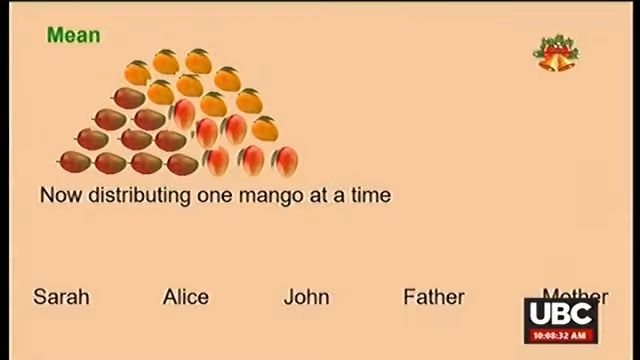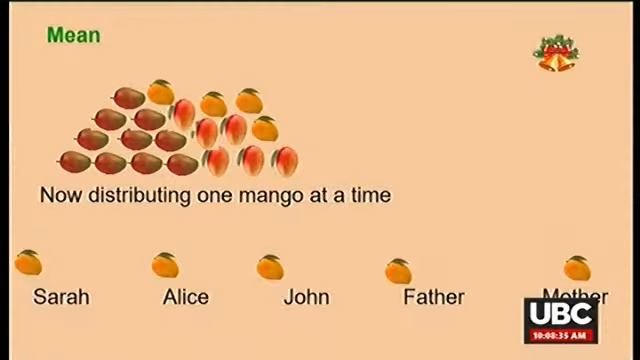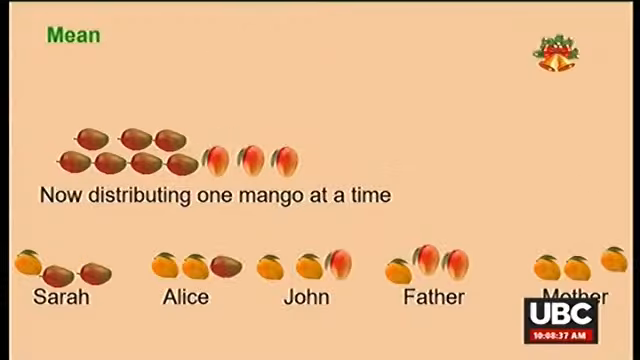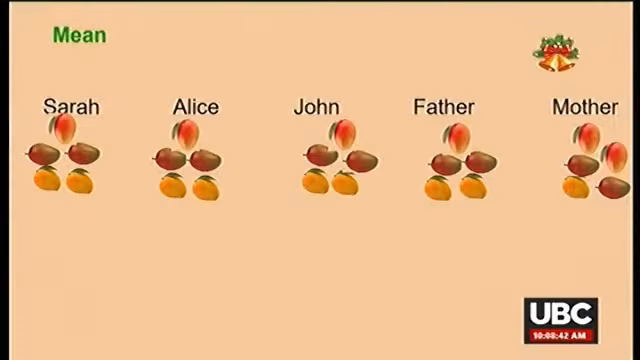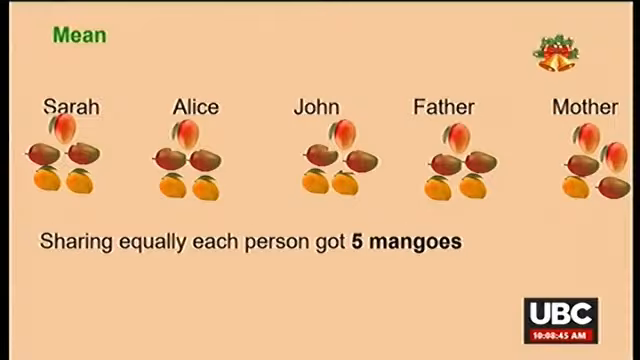Let's distribute these mangoes to these family members. We can distribute the mangoes together. So what do we see here? We have shared 5 mangoes equally among the 5 members of the family. So how did we get the 5 mangoes? We got the total number of mangoes and we divided by the total number of members, who are 5, to get mean.